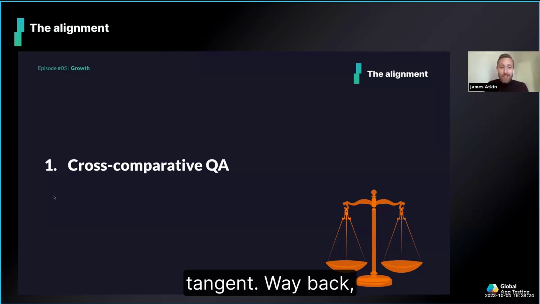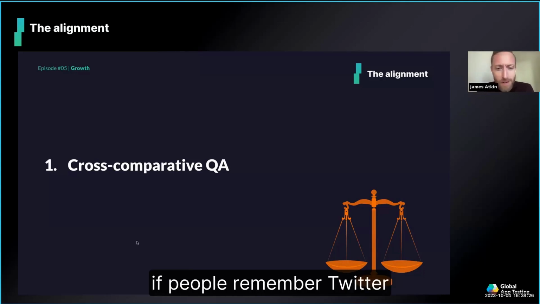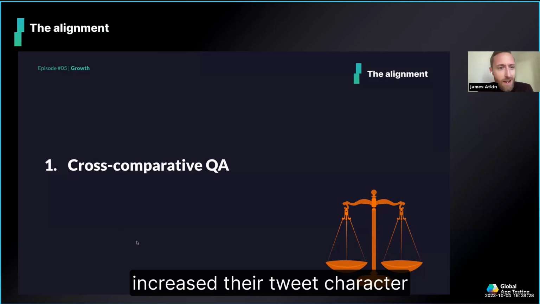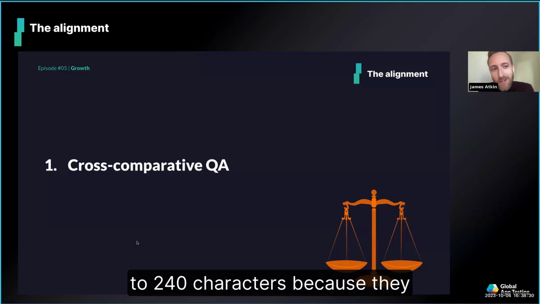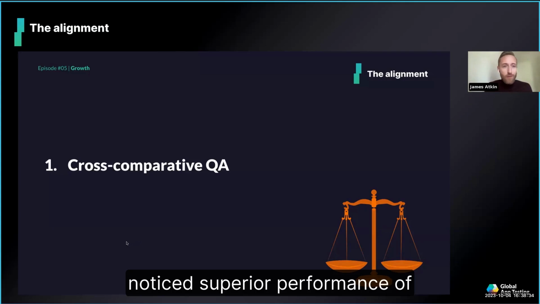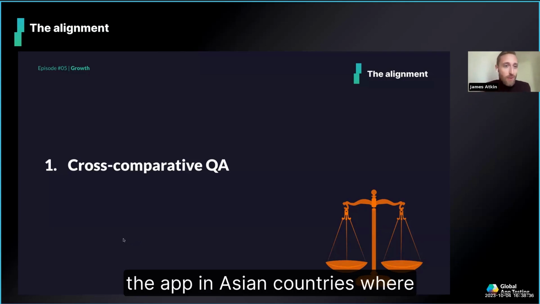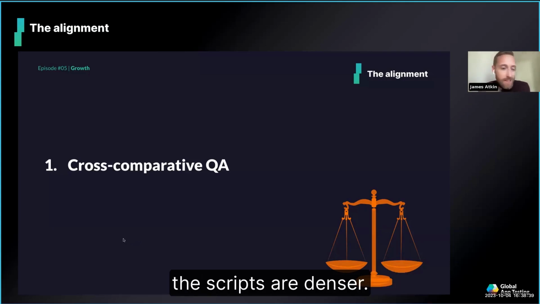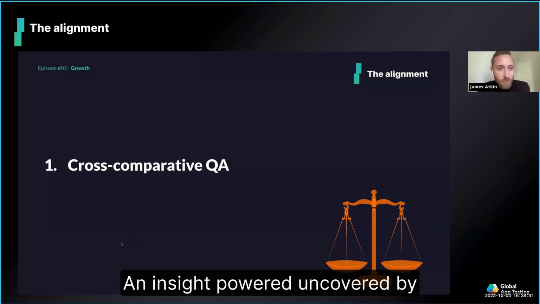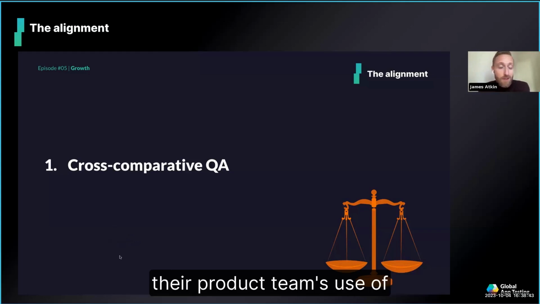As a fun fact, a tangent, way back, if people remember, Twitter increased their tweet character count from about 120 characters to 240 characters because they noticed superior performance of the app in Asian countries where the scripts are denser. An insight powered or uncovered by their product team's use of cross-comparative testing at that time.